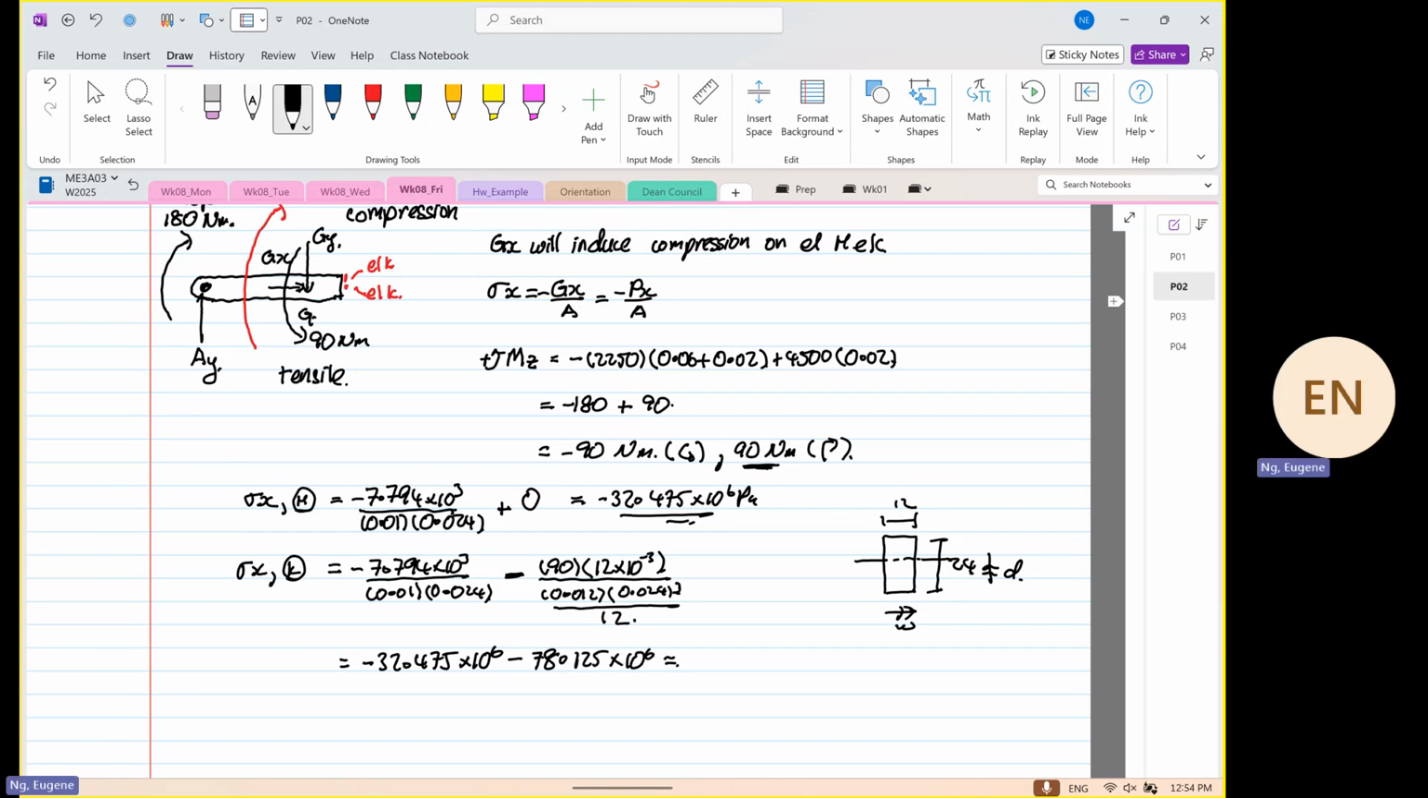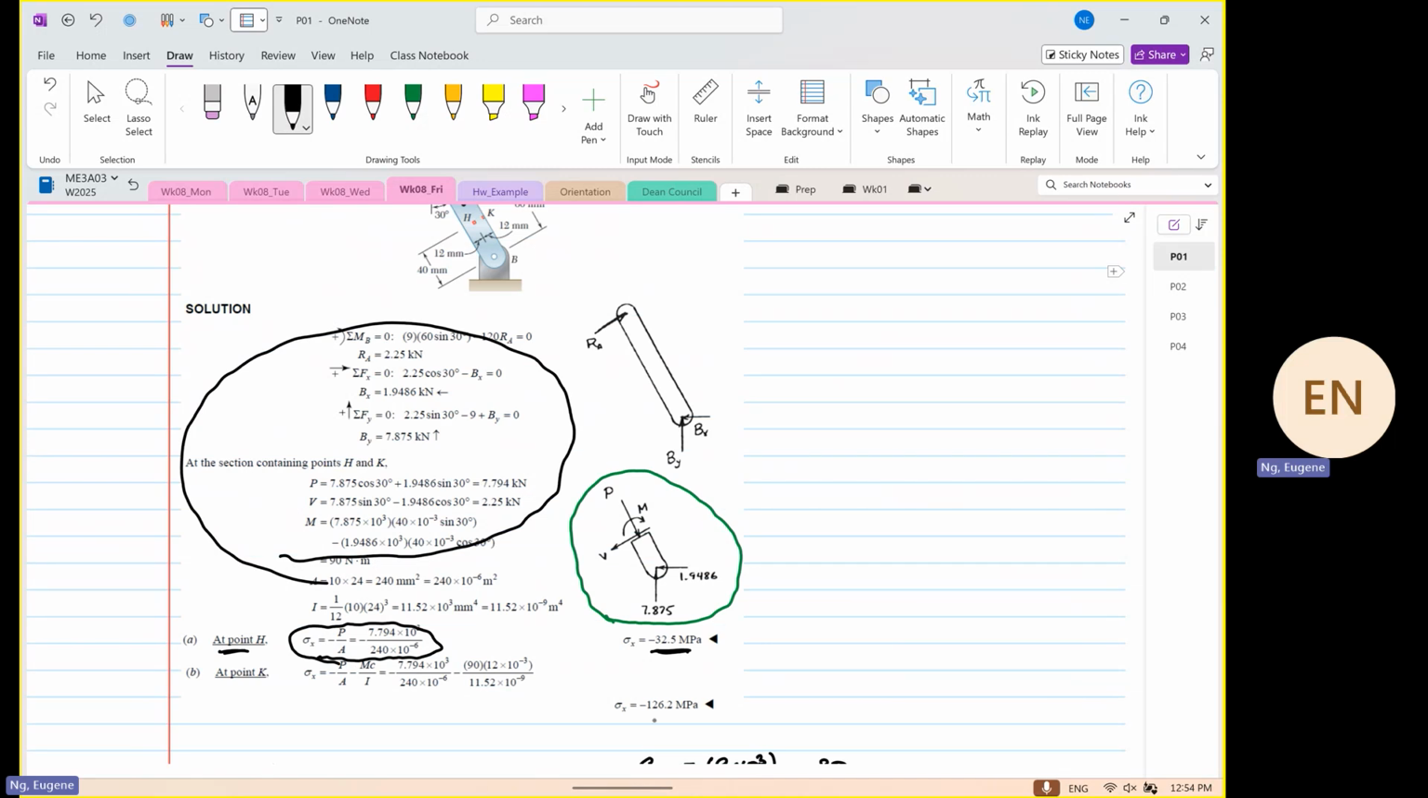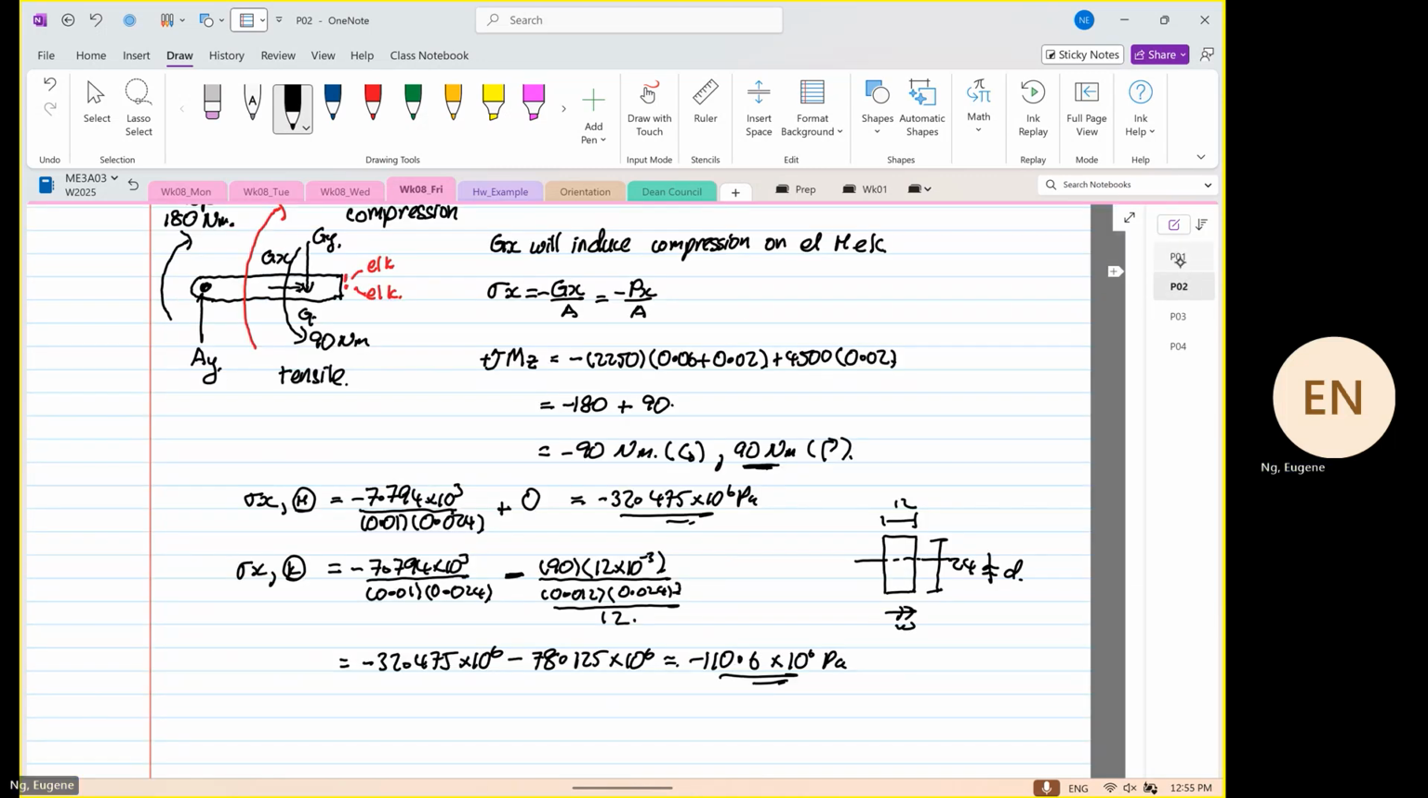So you will have 32.475 times 10 to the power 6 and 78.125 times 10 to the power 6, which is equal to minus 110.6 times 10 to the power 6. Let me do it again. 32.475 power 6, 78.125 power 6 is equal to 110. So it's compression. And yeah, wait, 126. Did I get 126?